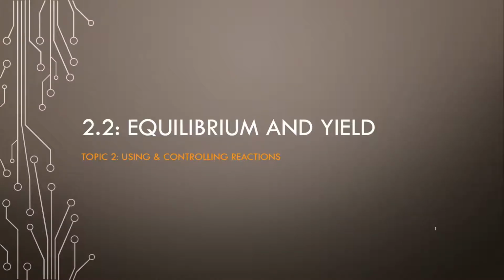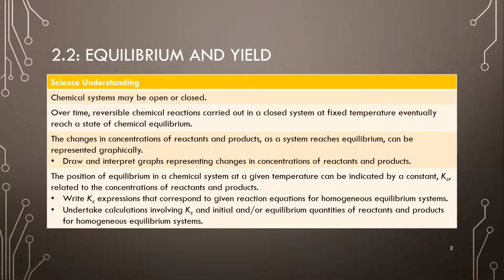All right, welcome to lecture video part 1 of 2.2 equilibrium and yield. Let's look at the content of this video. We'll be focusing on the first 3 boxes. First one is that chemical systems may be open or closed. That's just an idea that you need to know.